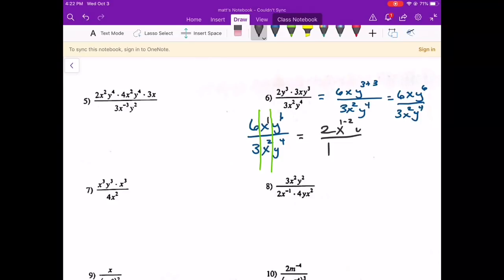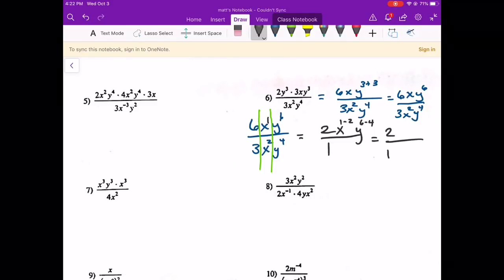And then this is y to the 6 minus 4 as I continue to deal with those exponents. Divide. And when you're dividing like bases, you're going to subtract. So 2 and 1 are still the same. And this is going to be x to the negative 1. 1 minus 2 is negative 1. And y to the 2nd.